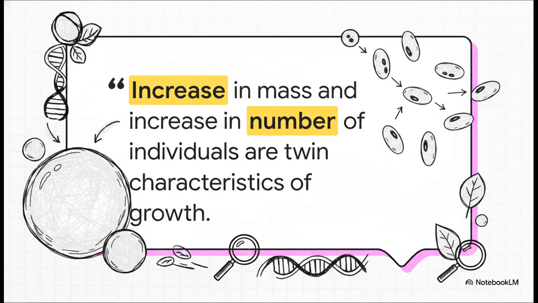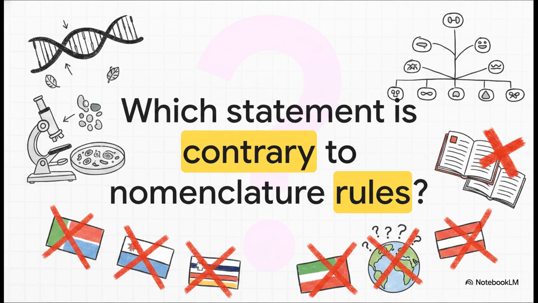If you guessed A and B, you nailed it. An increase in mass and an increase in number of individuals are the twin characteristics of growth. Remember that unicellular amoeba example we talked about earlier? Increasing in number is essentially the exact same as growing for them. Okay, moving on to challenge 2.